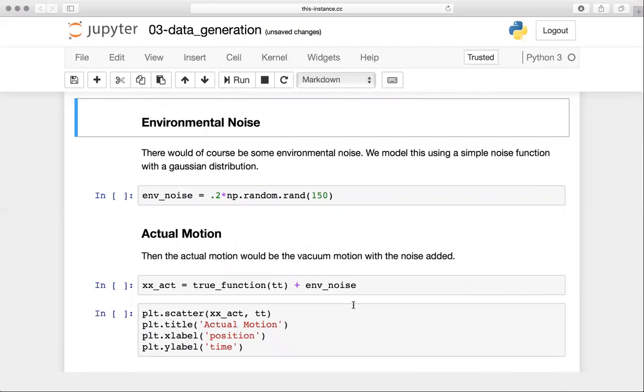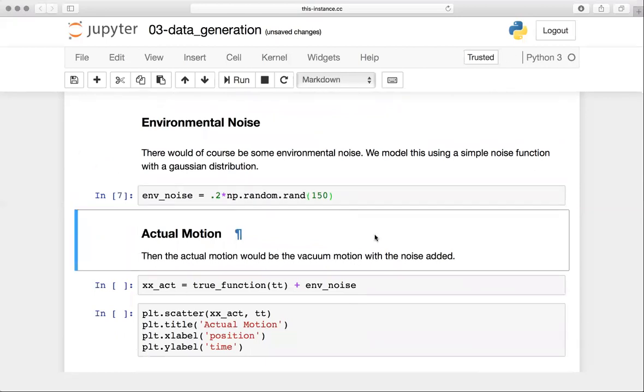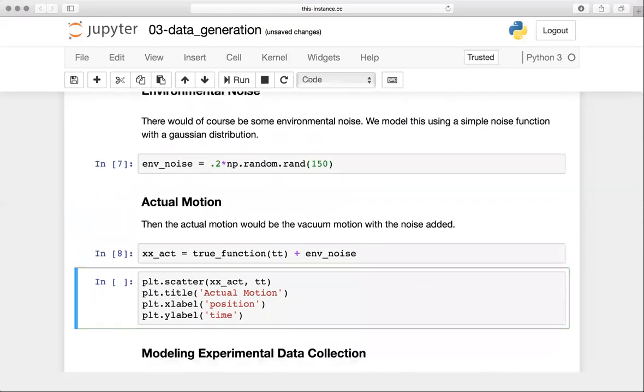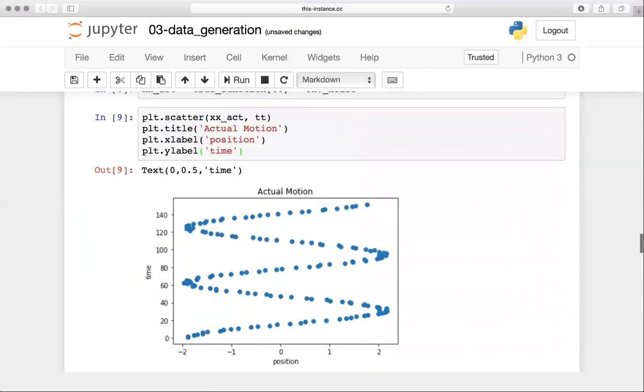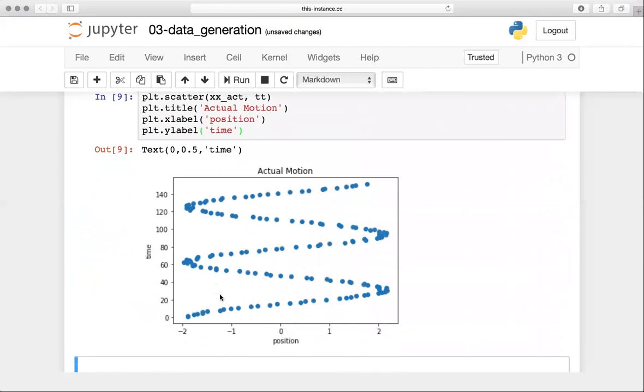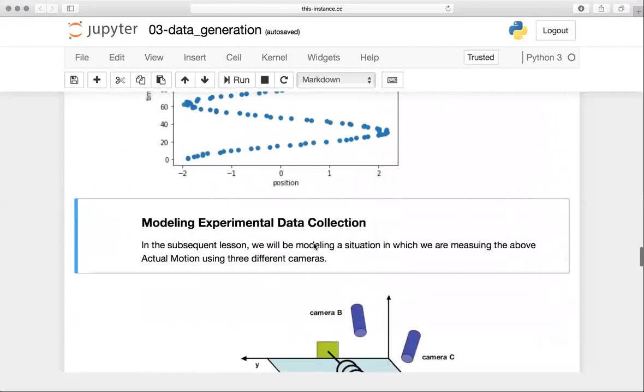There's always going to be something we can't control, and we're just going to call this environmental noise. I'm just going to add some arbitrary noise to the function. So now it's going to look a little bit ugly, right? It doesn't look so pretty. We've added some noise into the situation, and you can imagine maybe it slows down in some ways at the end of the spring, or maybe it bunches up here, or gets all clumped up here and here. It's just noise that exists in this system that we're describing.